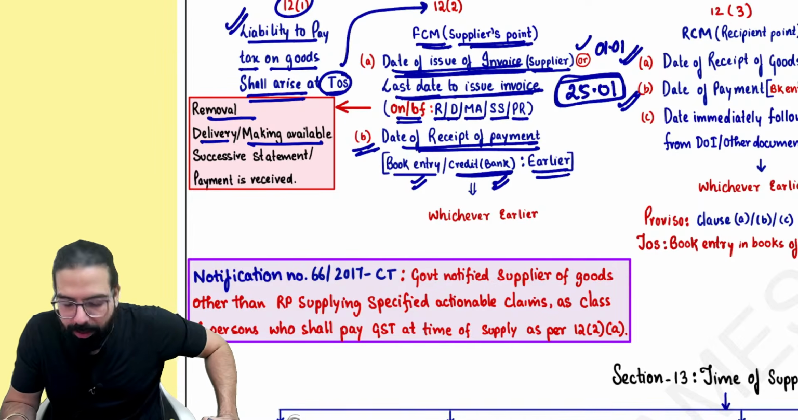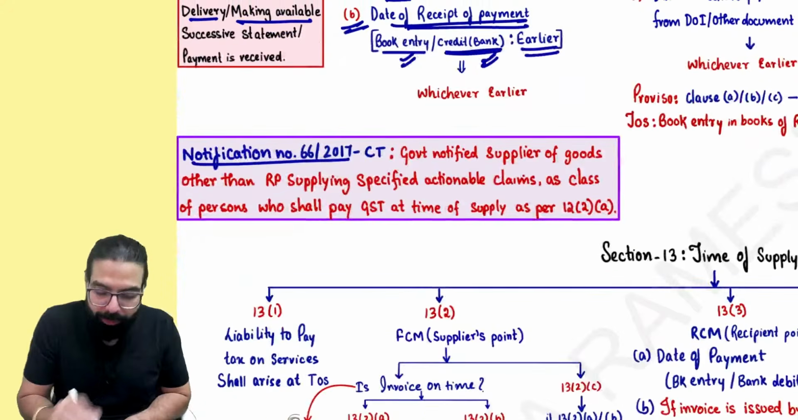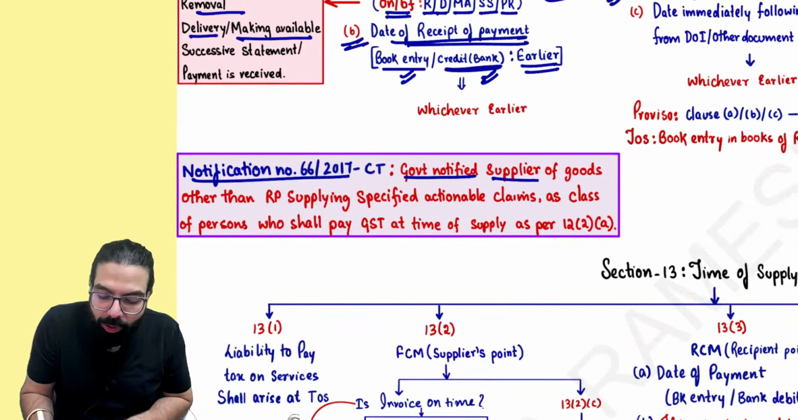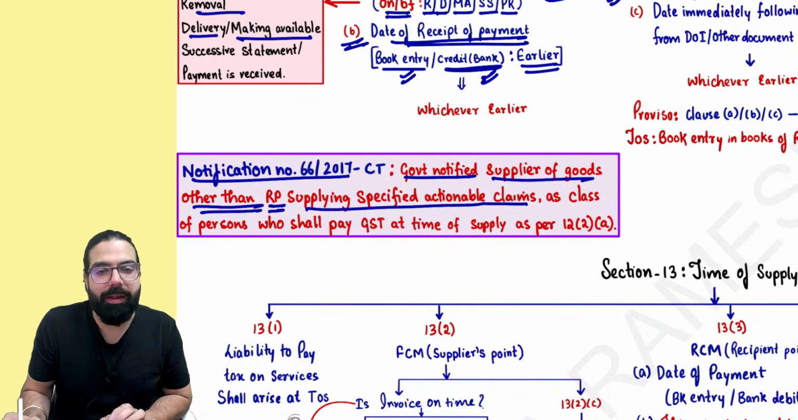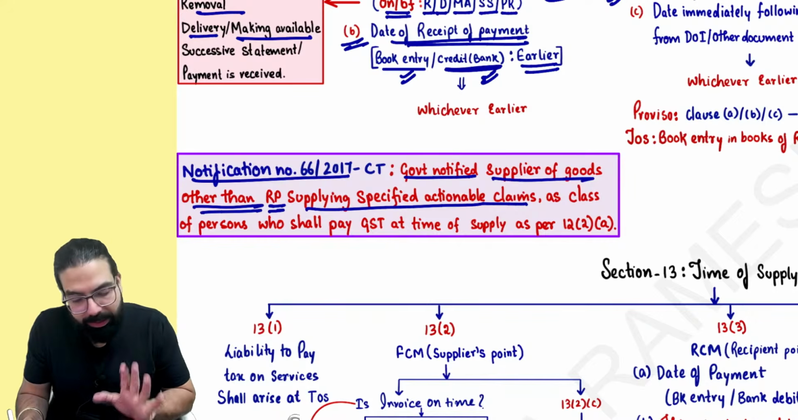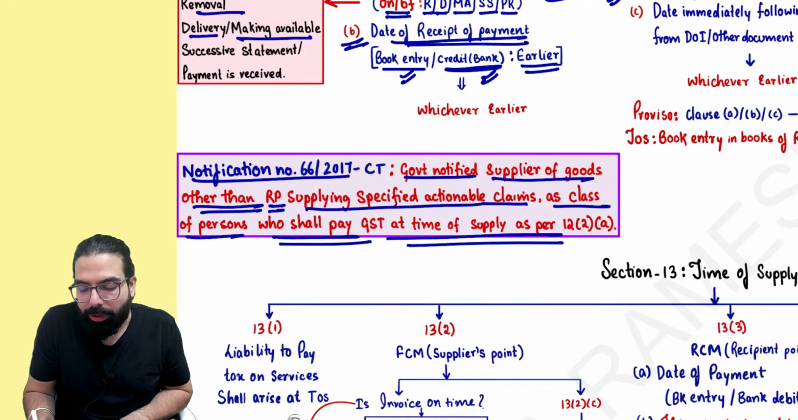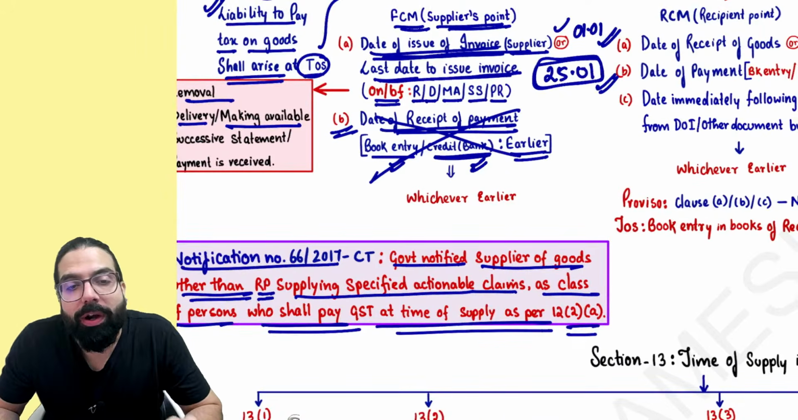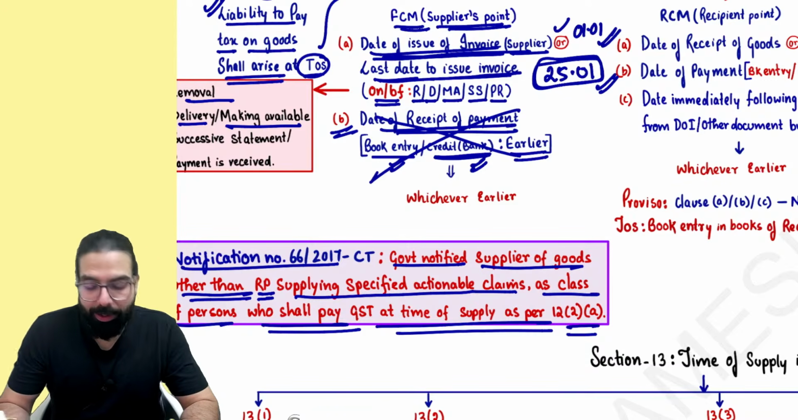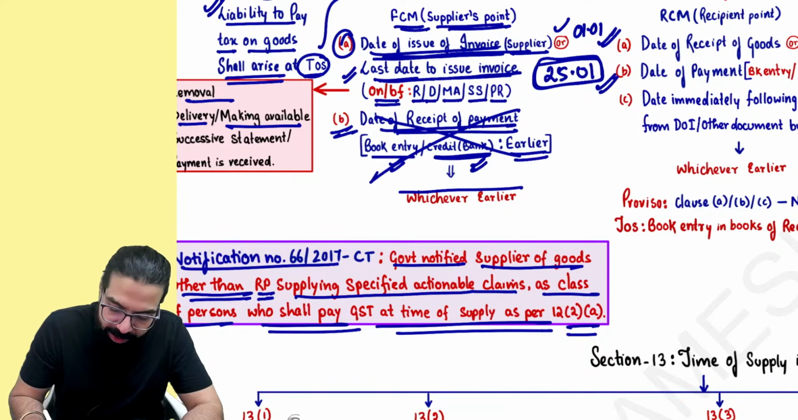whichever is earlier. Now here they went ahead and issued one notification which told that government has notified supplier of goods other than registered person supplying actionable claim. Leave actionable claim people. Other than that, all the class of people shall pay GST as per 12.2a. It means you will not go ahead and pay GST when you receive the payment. You have to pay on the date of invoice or last date to issue invoice. Done, sir, whichever is earlier.